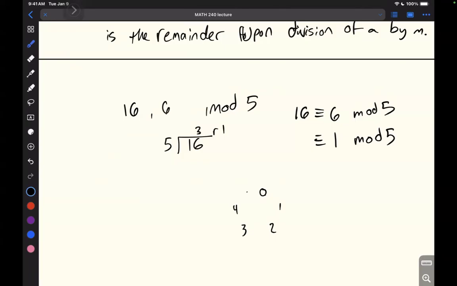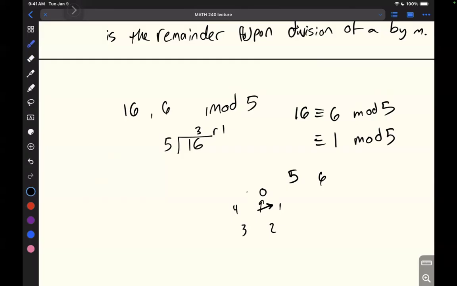And since we start counting at 0, we don't go up to 5. As we go through numbers, 1 on the modulo clock is 1, 2 is 2, and so on. Once we get to 5, it's back around to 0. 6 puts us at 1, 7 puts us at 2, 8 puts us at 3, and so on.